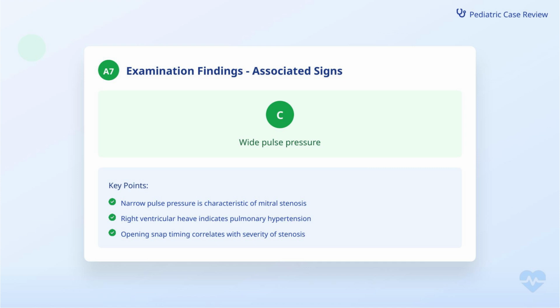Option B, accentuated first heart sound, is characteristic of mitral stenosis due to the forceful closure of a stiffer but still mobile mitral valve. Option D, opening snap after S2, is also a classic finding in mitral stenosis, caused by the sudden tensing of the stenotic mitral valve leaflets in early diastole. The timing of the opening snap correlates with the severity of the stenosis, with earlier snaps indicating more severe disease.